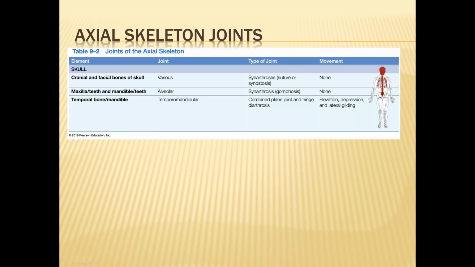So for example, these are the axial skeleton joints. We talked about how the cranial bones and facial bones are joined by sutures. You can also have a synostosis, and these are types of synarthroses, or joints with no movement. The maxilla has a joint with the teeth, and the mandible has a joint with the teeth. And if you remember, these are a type of synarthrosis called a gomphosis. And again, no movement. And then there is a joint between the temporal bone and the mandible. That's your temporomandibular joint. That's actually a combined plane joint and hinge joint. And that allows you to elevate and depress your jaw. You can do the retraction and protraction, and also some lateral gliding.